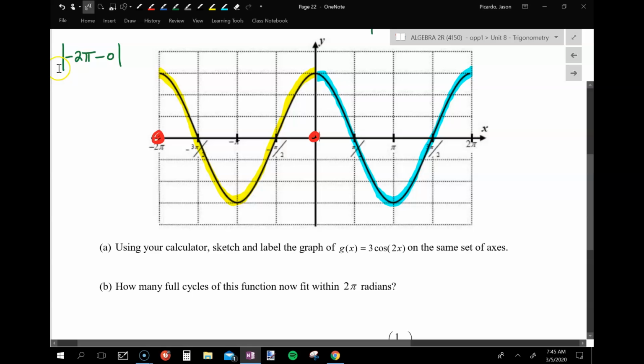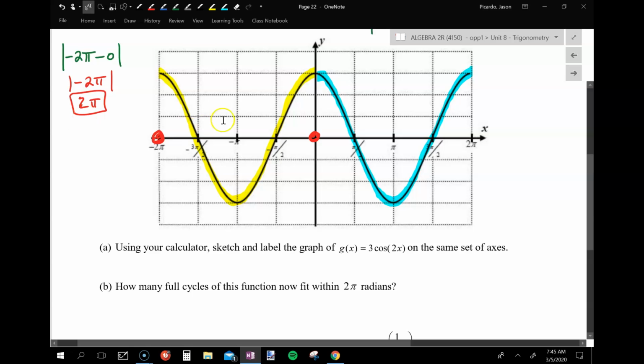Now, I'm going to change the phrase. If I said what is the difference between these, I could get a negative, right? If I said what is the space between this, well, the space between has to be a positive because I'm asking for a distance now, right? So what is negative 2 pi minus 0? Negative 2 pi. What is the absolute value of negative 2 pi? Positive 2 pi.